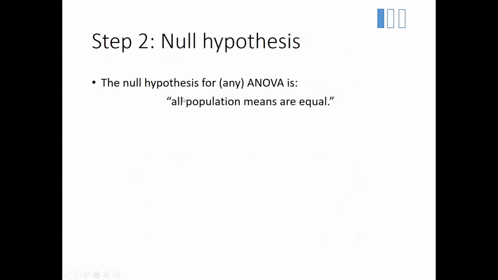All right, so the next step in this process is we need to know what our null hypothesis is, which is all population means are equal, or there is no statistically significant difference in the mean IQ scores between the schools, right? The schools are the same.